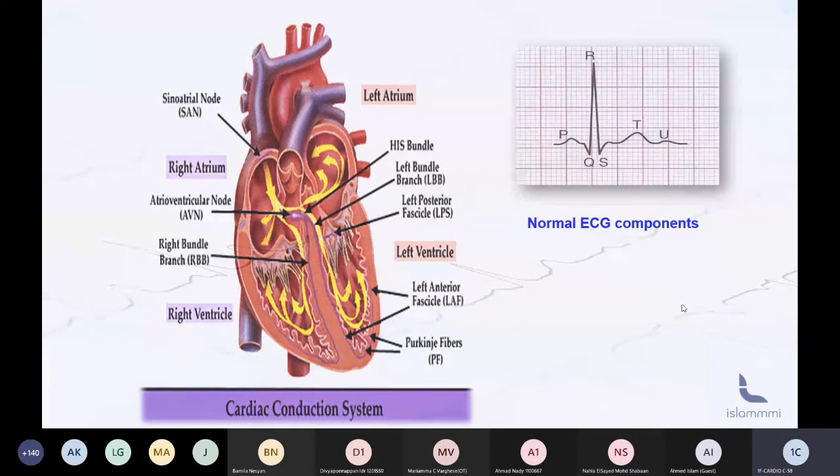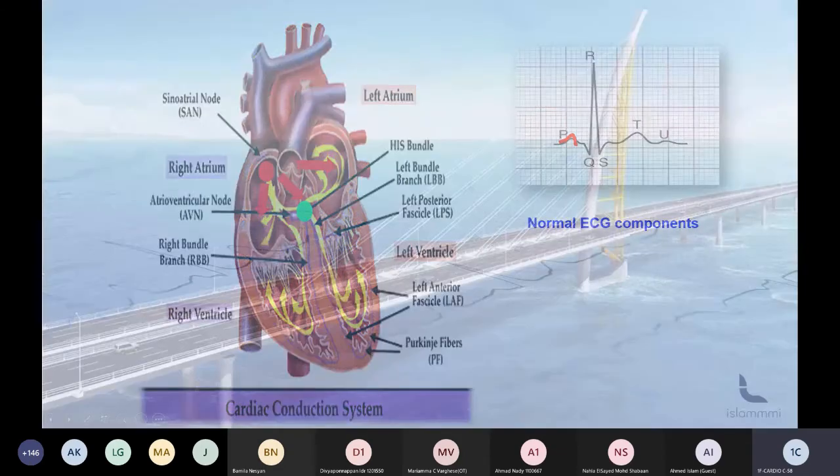As you all know, we have what we call the pacemaker. The pacemaker is a dot here in the right atrium, which fires the first impulse to the heart, and then this impulse spreads all over the atrium. This is represented in the ECG with an upward deflection called the P wave. Whatever changes happen in the atrium, you will have changes in the P wave. Then the impulse reaches another point between the atrium and the ventricle, called the AV node.